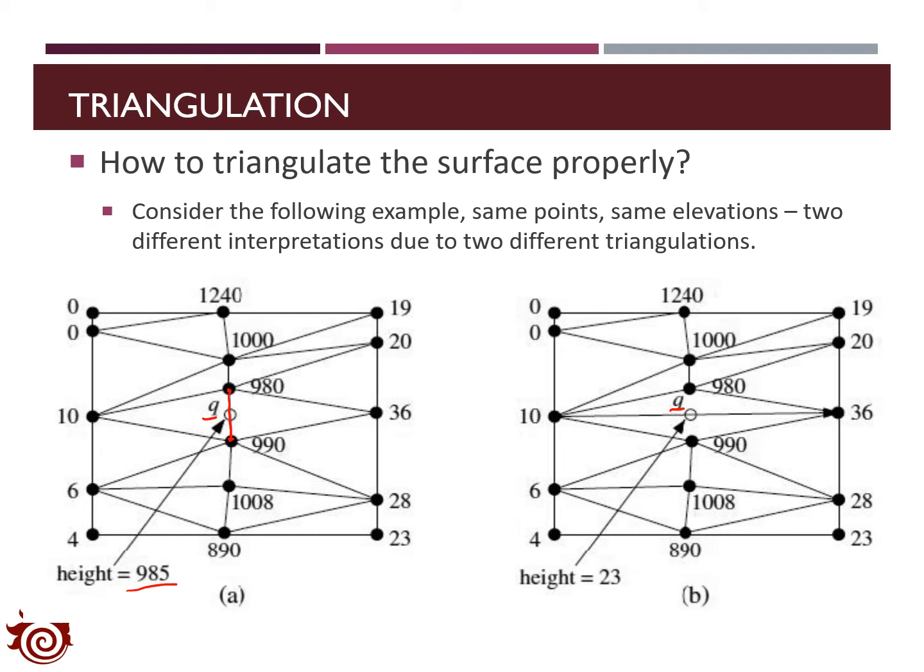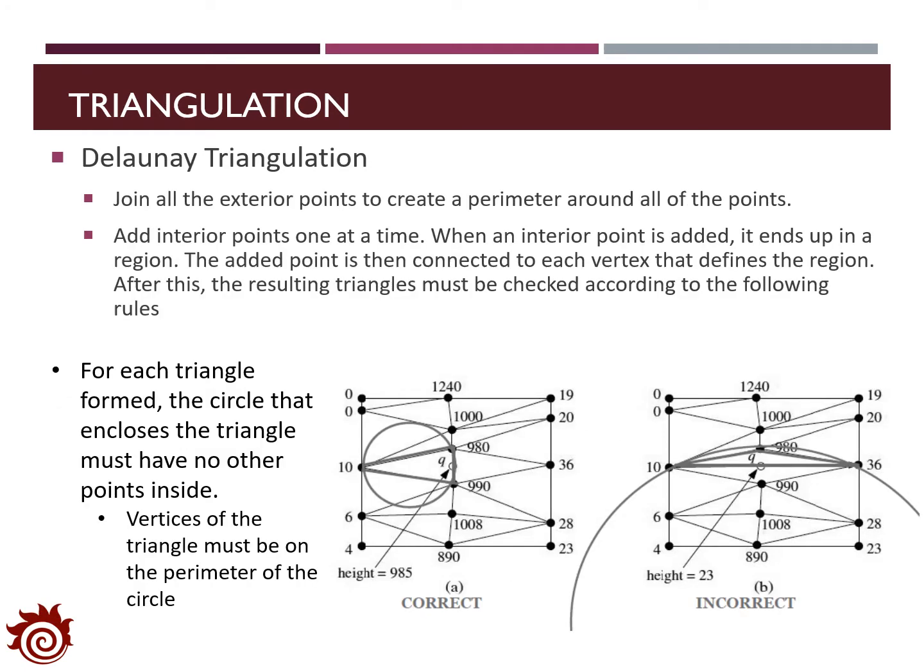985 meters. But if we connect the point 10 and 36, then we can interpret the elevation of point Q as 23 meters. This one is very different from the result we get in figure A. So we have to determine which one is right for the generation of the topographic map. In this class, we will use the Delaunay triangulation for the generation of the topographic map.